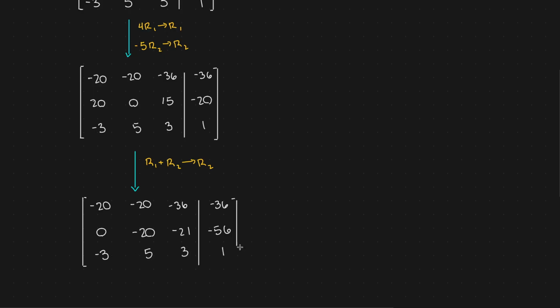Okay, so you could see we're starting to get that row echelon form. Here's my first leading entry. I've got my first 0 below it. Okay, now let's keep going. Let's get the next 0 below it.